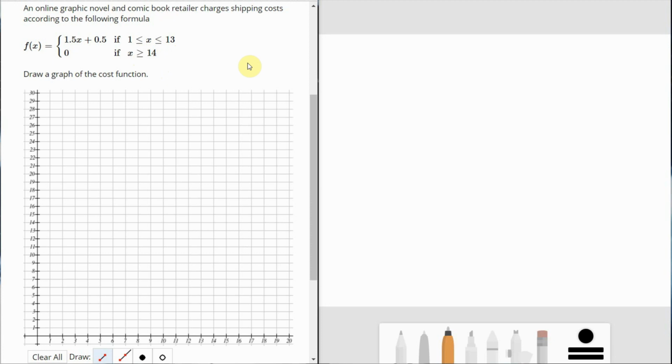To graph the first expression, I'll evaluate for the first and last domain values that use it to get coordinates that I can graph. If I plug in 1 for x, I'll get 1.5 times 1 plus 0.5, which equals 2. So I can place the first dot at 1, 2. Since the domain restriction for the top expression can be equal to 1, it will be a solid circle.